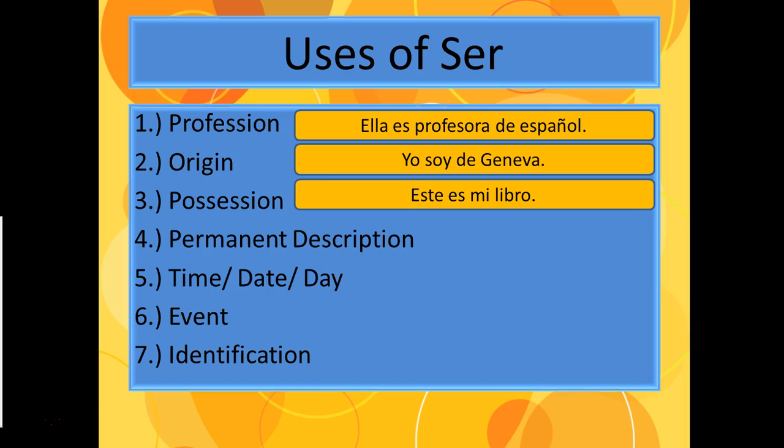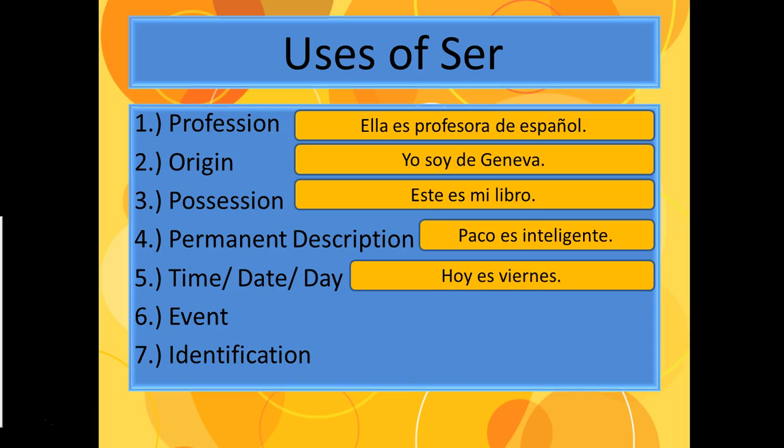Este es mi libro. Permanent description, something that is not changing, a physical characteristic. Paco es inteligente. He is very smart. It's a quality, a trait of Paco's. So we use ser. Time, date, day of the week, we use ser.